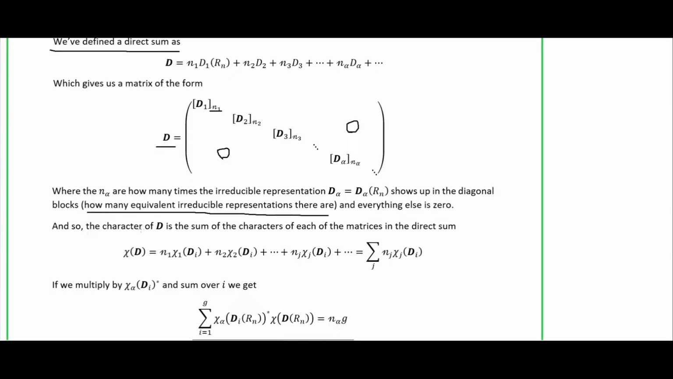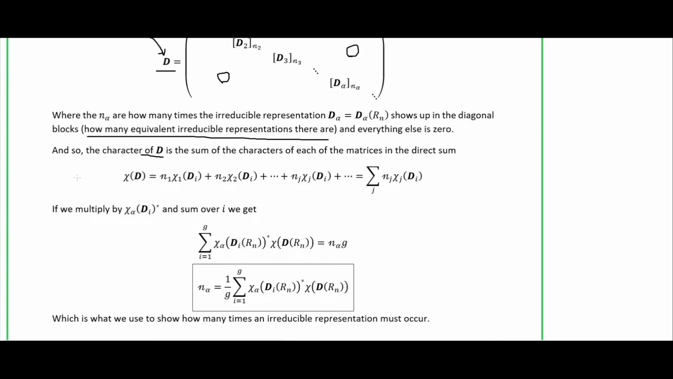And so the character of D is the sum of the characters of each of the matrices in the direct sum, which makes sense because if we have all of these on the diagonal, then if we take the trace of this entire matrix, it will just be the sum of the traces of everything in the block diagonal. And so we have this character for our full direct summed matrix.